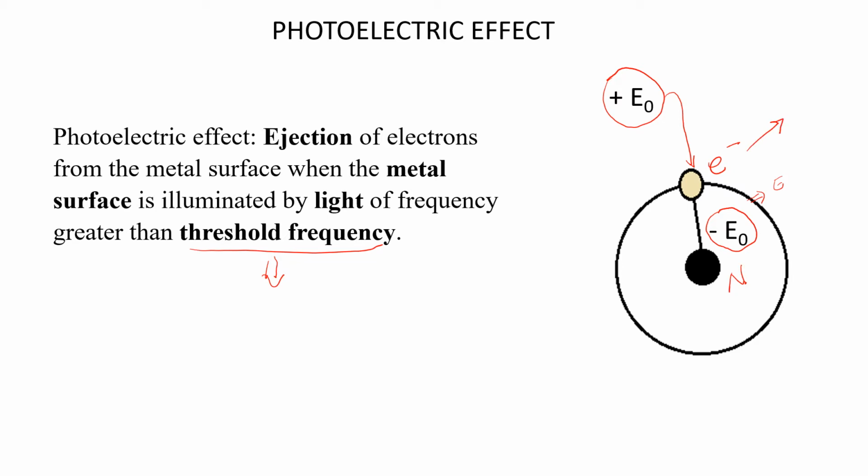Now you can give this energy E naught either by thermal energy, that means by heating, or by using light. If you are giving thermal energy, which is a continuous form of energy, you keep gradually giving the energy, and when the energy reaches plus E naught, this electron will be removed. The energy required to remove this electron is called ionization energy, because by removing an electron we are making this atom an ion.